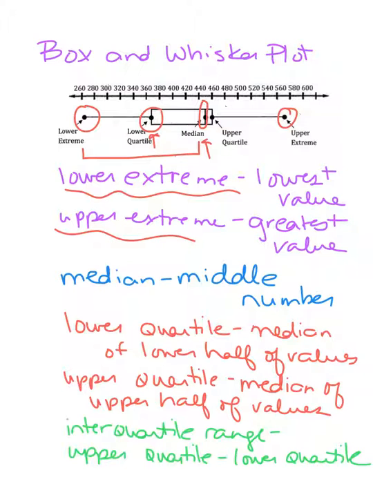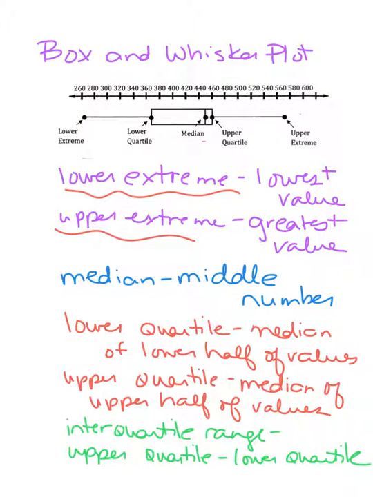The right-hand side of the box is on the opposite side. We're going to take the median of the upper half of the values. So we take all the values from the median all the way to the upper extreme, and we find the middle number. That number is our upper quartile, and that's the other part of our box.